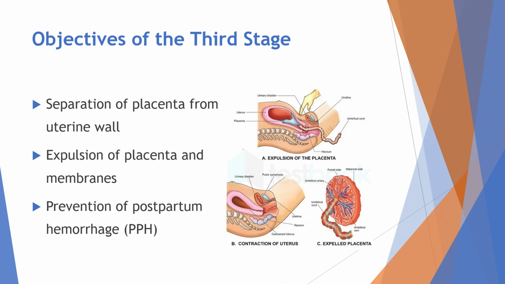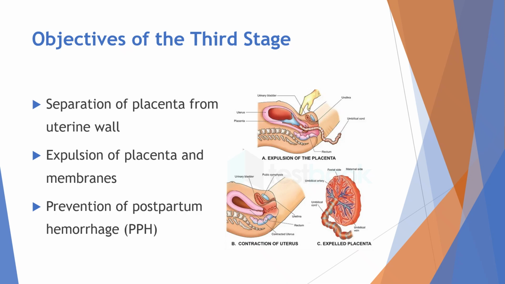Now let us understand the objectives of the third stage of labor. The first main objective is the separation of the placenta from the uterine wall. After the baby is born, the uterus contracts firmly, and these contractions help the placenta to detach safely from where it was attached inside the uterus. The next objective is the expulsion of the placenta, along with the membranes, through the birth canal. This should happen completely, because any retained placental tissue can cause complications.